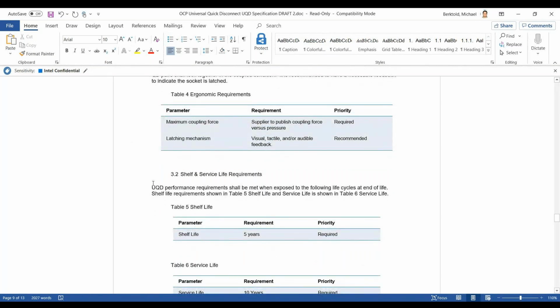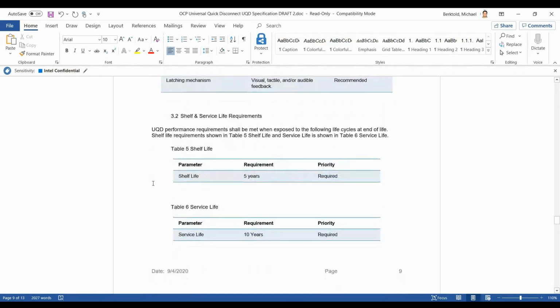Okay. Section 3.2, shelf and service life requirements. UQD performance requirements should be met when exposed to the following life cycle. At end of life, shelf life requirements are shown in Table 5, and service life requirements are in Table 6, and I have a 5-year shelf life and a 10-year service life, both required.